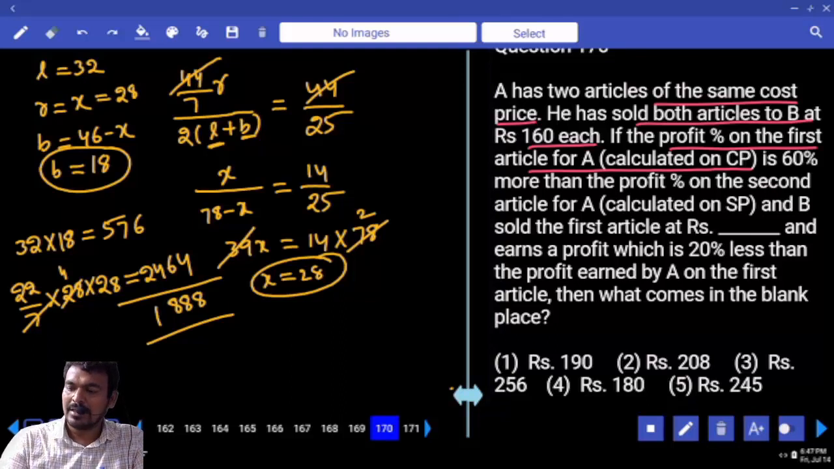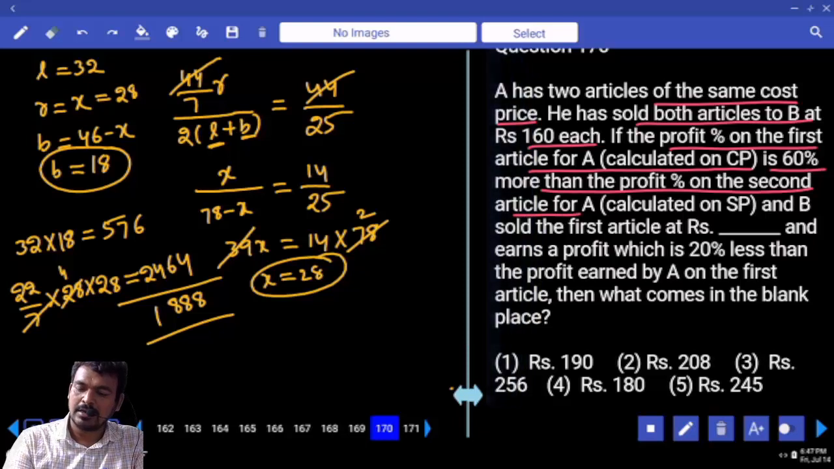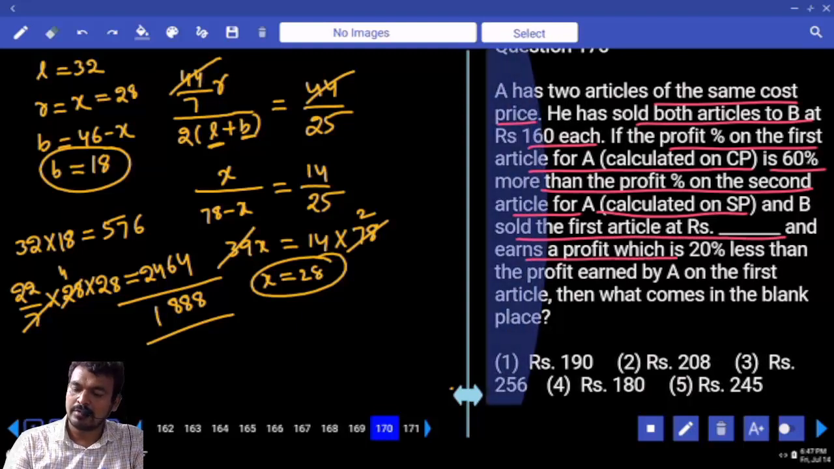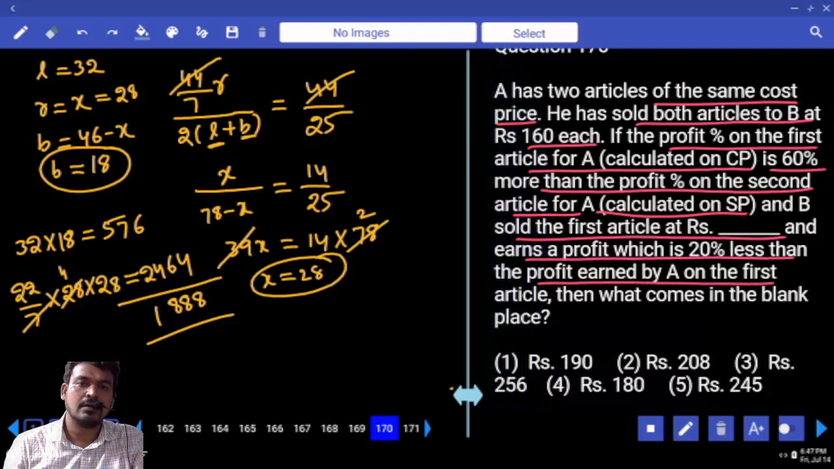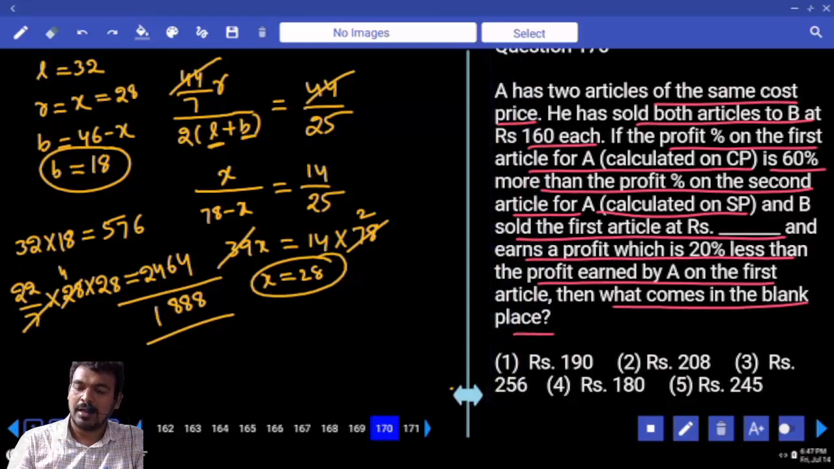Cost price is 60% more than the profit percent on the second article for A calculated on selling price. And B sold the first article at dash rupees and earns a profit which is 20% less than the profit earned by A on the first article. What is the question here? Then what comes in the blank space?